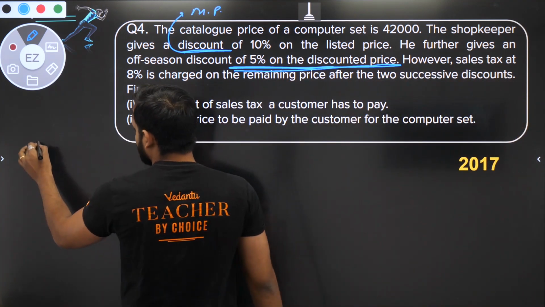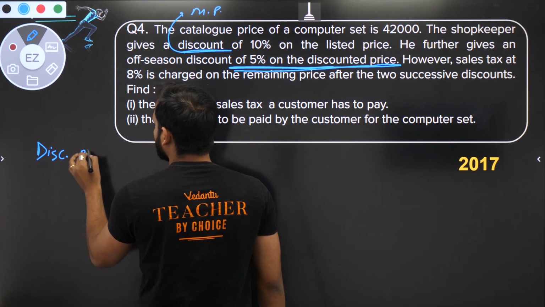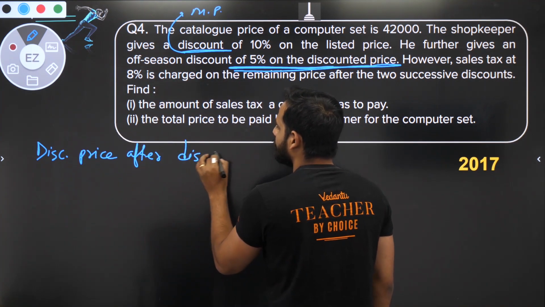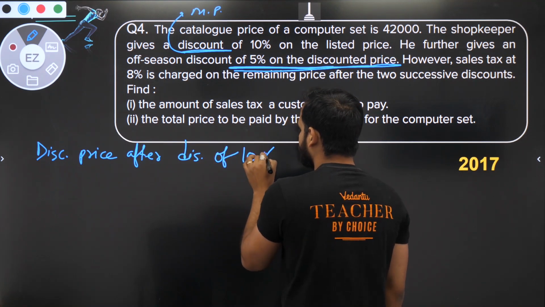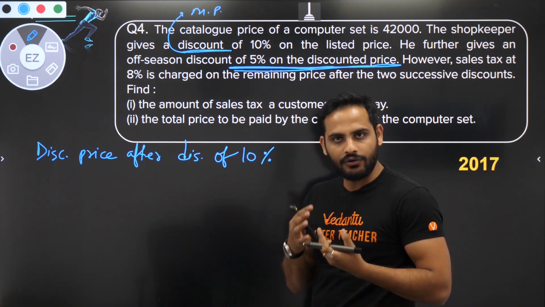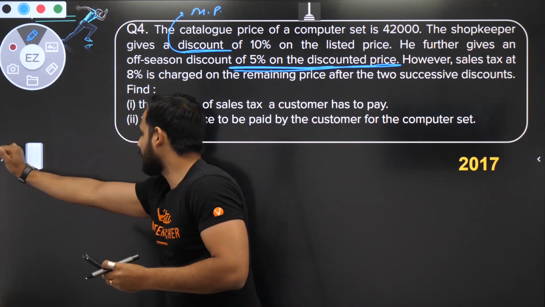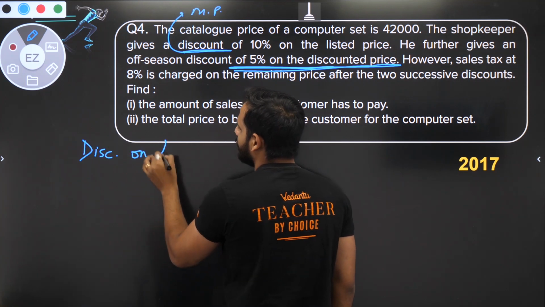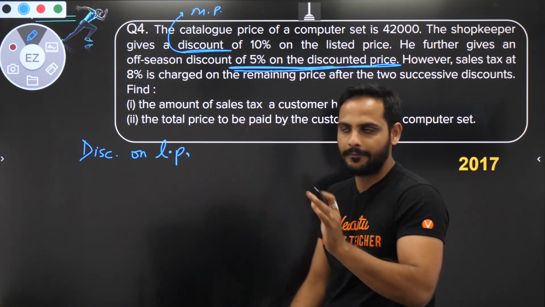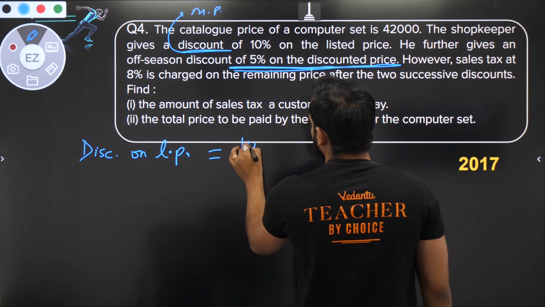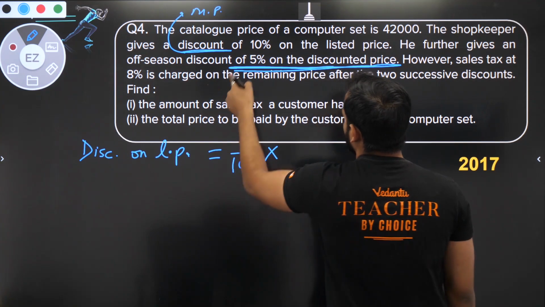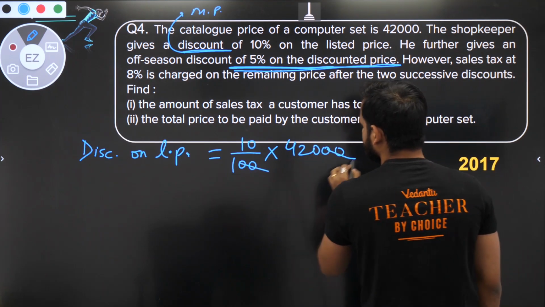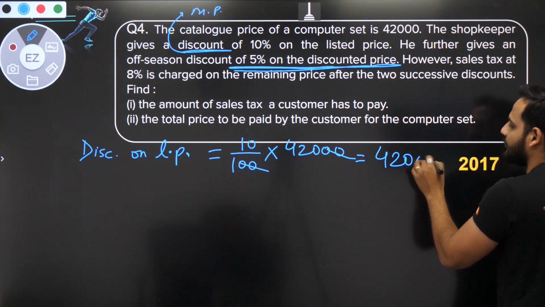So I can say, discounted price after the discount of 10% I need to find out first. So first we need to find out what the discount is. The discount on the list price or mark price, both are the same thing, is equal to 10% of the mark price or the list price. What is that? 42,000. So 4,200 rupees discount is given.